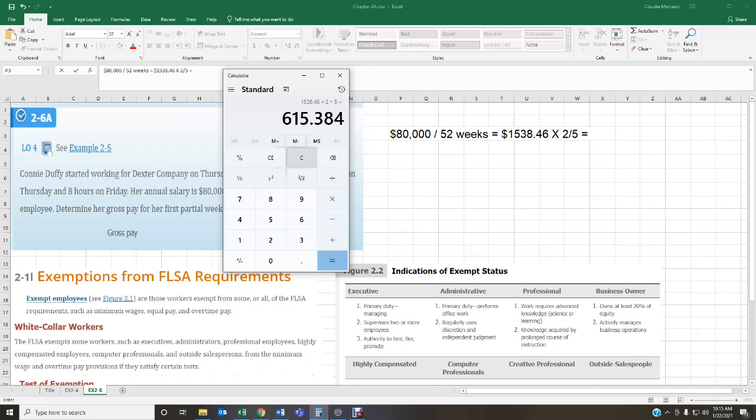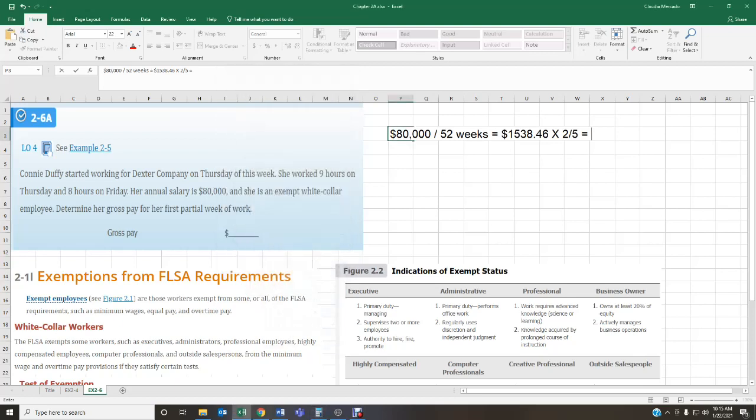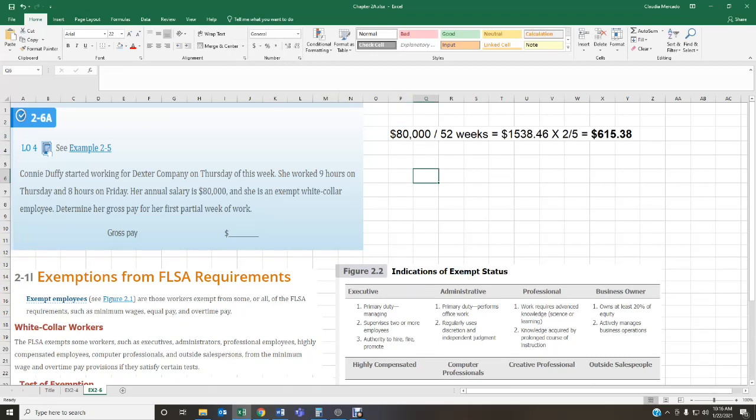Now remember, look at that third digit. If it's between a 1 and a 4, then you keep that second digit as is. If the third digit is a 5 or greater, then you need to make that second digit a 9. In this case, it's a 4, so I'm going to keep it at 615.38. So how much am I going to pay this employee for those 2 days that she worked? Well, we're going to pay Connie for those 2 days, for Thursday and Friday, $615.38.